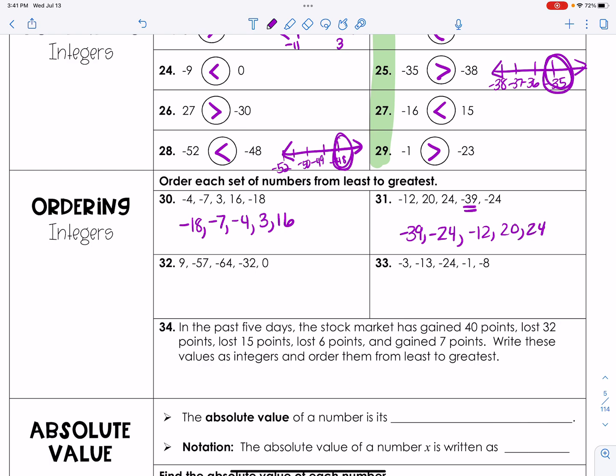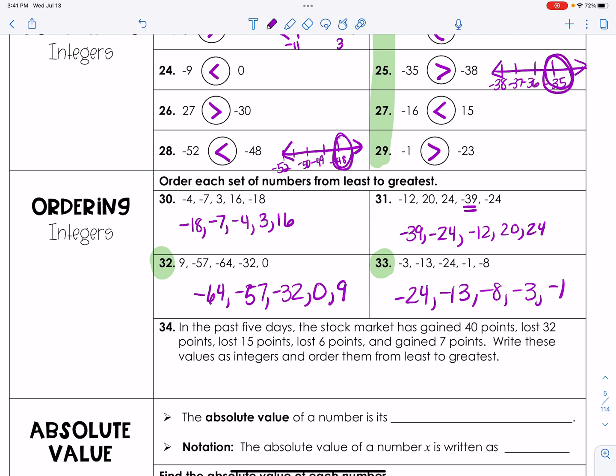Okay, and then finally, I would like you to work these two. Try and pause the video and work them. The farthest to the left would be a negative 64, then a negative 57, negative 32, 0, and 9. And then this would be a negative 24, negative 13, negative 8, negative 3, negative 1.